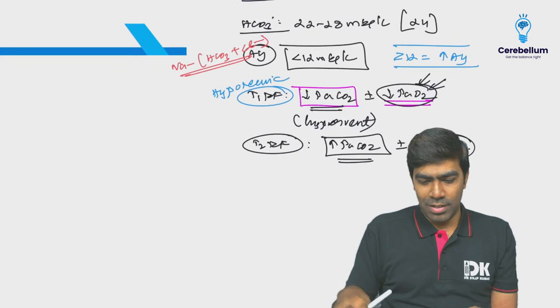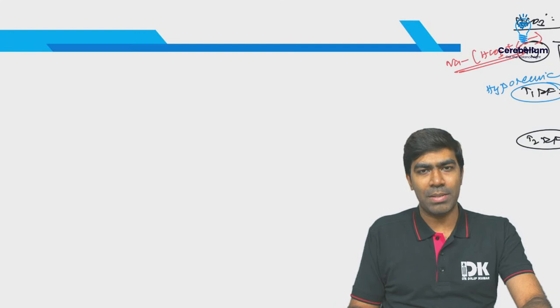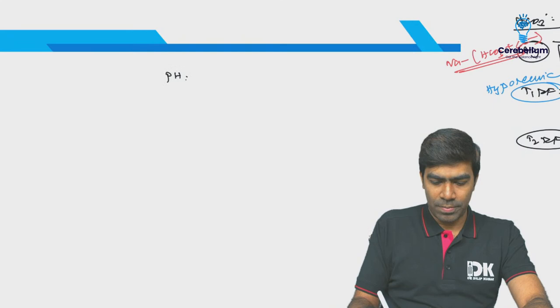Okay. So now let us come back to our original question. And before that, you need to know what are the causes of different problems that occur in the acid-base imbalance. So first, you need to find out what is the pH. You need to find out the PaCO2. You need to find out the bicarbonate as well.